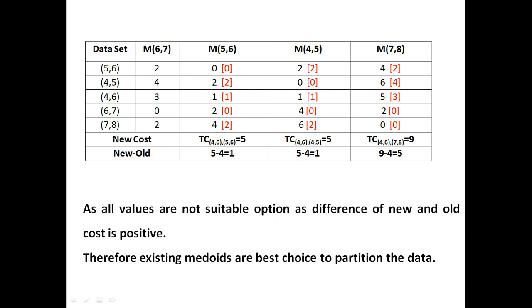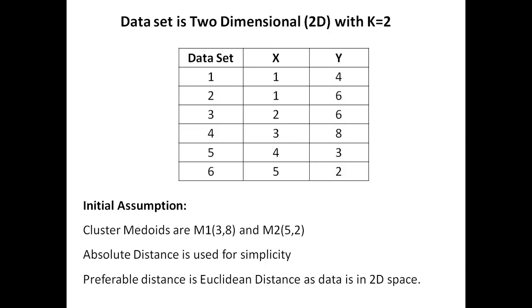So here also the option is not suitable because all the values of the differences of the cost we are getting are positive. As the difference of the new and old cost is positive for all, therefore the existing medoids are the best choice to partition the data. So whatever our initial assumption was, it is a perfect assumption to partition our data.